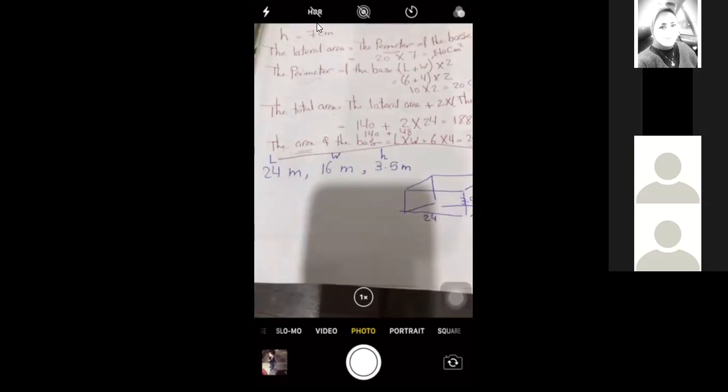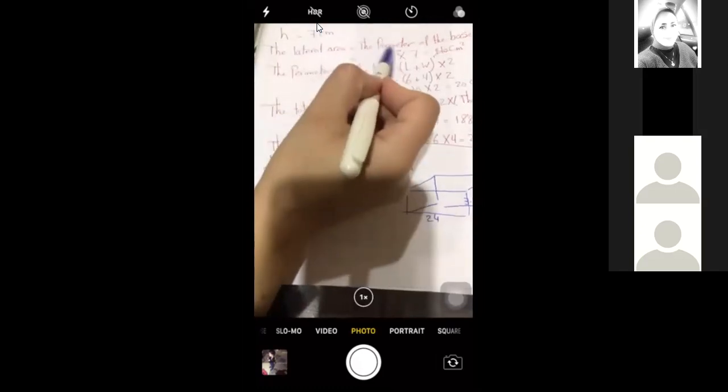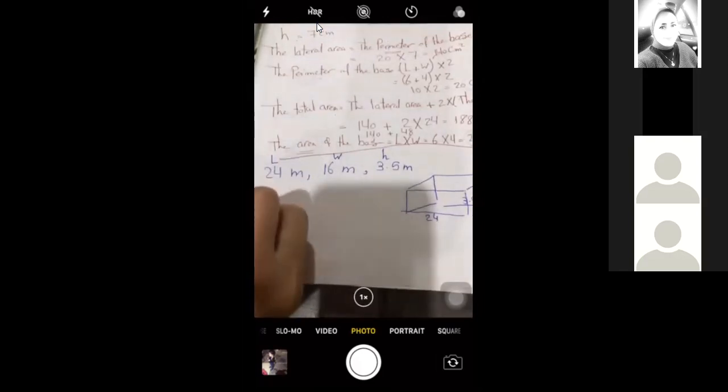Okay, the lateral. I'll get the face first. The base, yes, first. Can we put the rule first? The lateral area is the perimeter of the base multiplied by the height. So I should get the perimeter of the base. Okay, get the perimeter of the base.